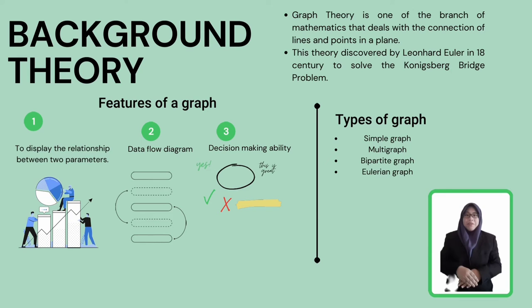Background theory. Graph theory is one of the branches of mathematics that deal with the connection of lines and points in a plane. This theory was covered by Leonhard Euler in the 18th century to solve the Königsberg bridge problem. There are three features of a graph that enable it to cope with problems. First is to display the relationship between two parameters. Second is data flow diagram. Lastly is decision-making ability. There are several types of graph, for example, simple graph, multi-graph, bipartite graph, and Eulerian graph.